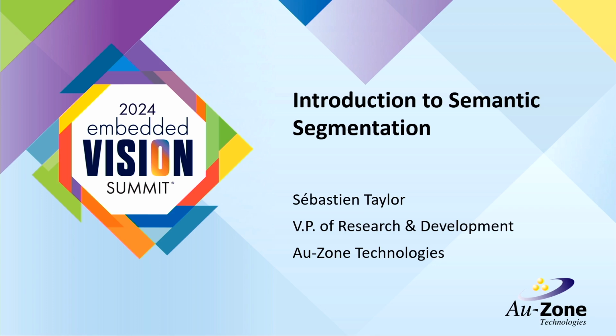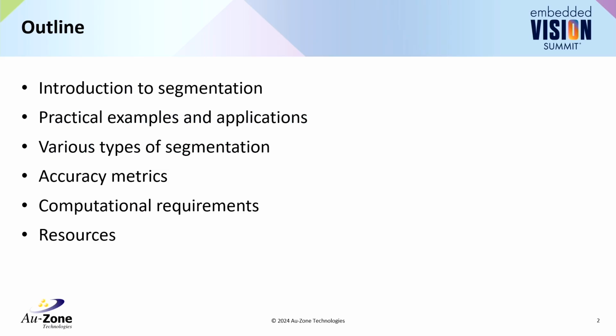Right, so this is a very basic introduction to semantic segmentation: what it is, how it works, why it's useful. We'll go over the introduction of what it is, some practical examples, types of segmentation. As you mentioned, everywhere all at once is kind of the penultimate one. How we calculate accuracy, a little overview of computational requirements, can it be done in embedded, and so on.